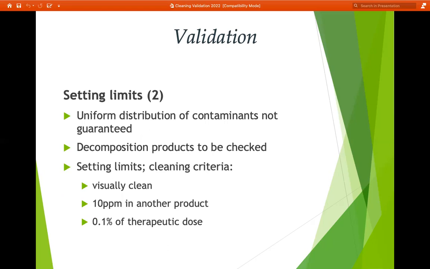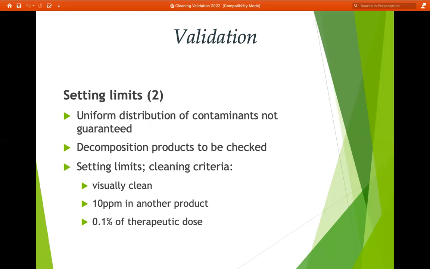Uniform distribution of contaminants is not guaranteed. While setting the limits, we have to keep in mind that the material or particles which are going to contaminate your equipment or next product are not assured to distribute uniformly. They may be at a corner of the equipment, or they may stick to certain surfaces, so we cannot guarantee that they will be distributed uniformly. And that's the reason our cleaning method must be very, very efficient.